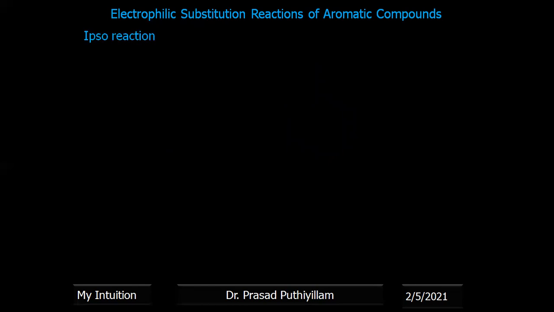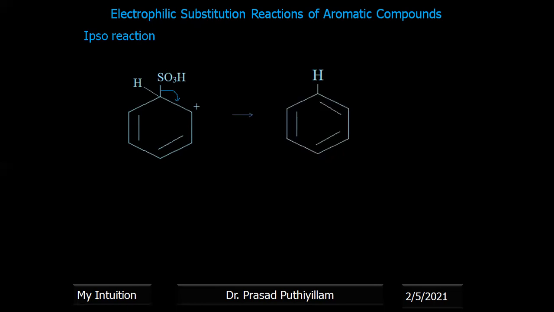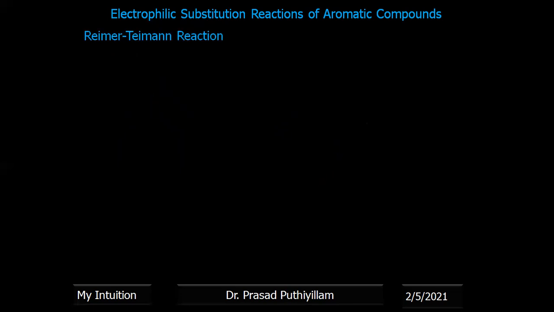So in those reactions, we have seen that at the final stage, it is the removal of a proton. If the proton is not removed, and instead another group attached to that benzene ring is removed at the final stage, such types of reactions are known as ipso reactions. Reimer-Tiemann reaction and so many other name reactions are examples of aromatic electrophilic substitution reaction.